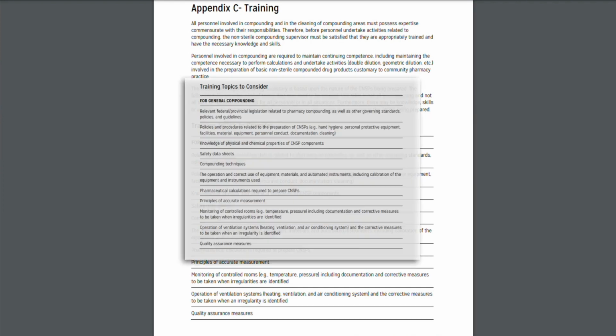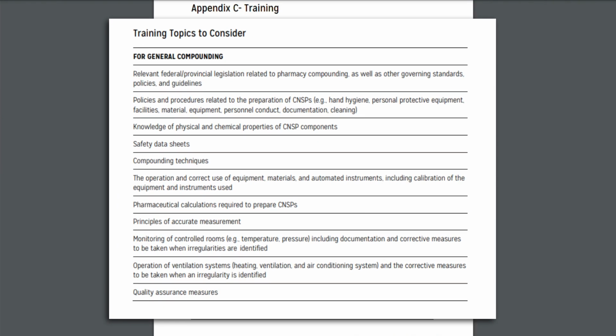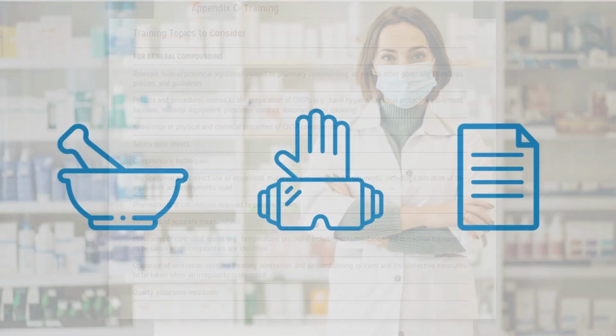Appendix C of the Standards of Practice lists topics that could be covered during training. This list is not all-encompassing, and not all topics listed are relevant for every pharmacy setting. The amount of training required depends on the compounds being prepared. Someone who is making a simple hydrocortisone 1% and clotrimazole cream likely needs less training than someone making a complicated pain cream with multiple ingredients. The amount of training a staff member requires also depends on their role in the compounding process.